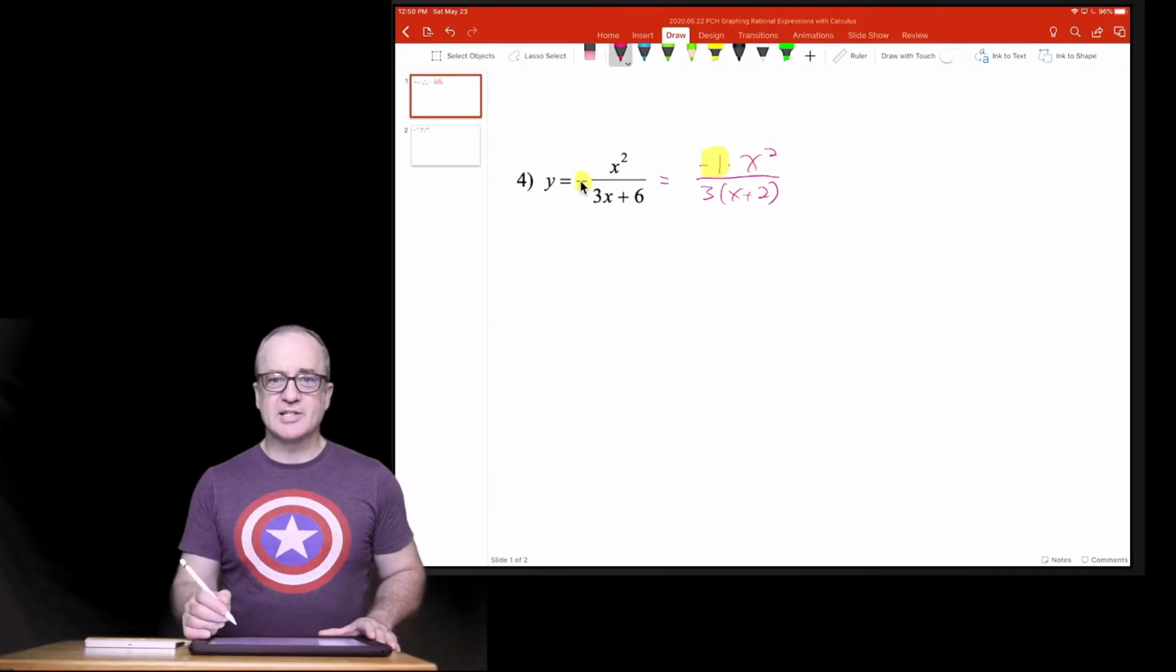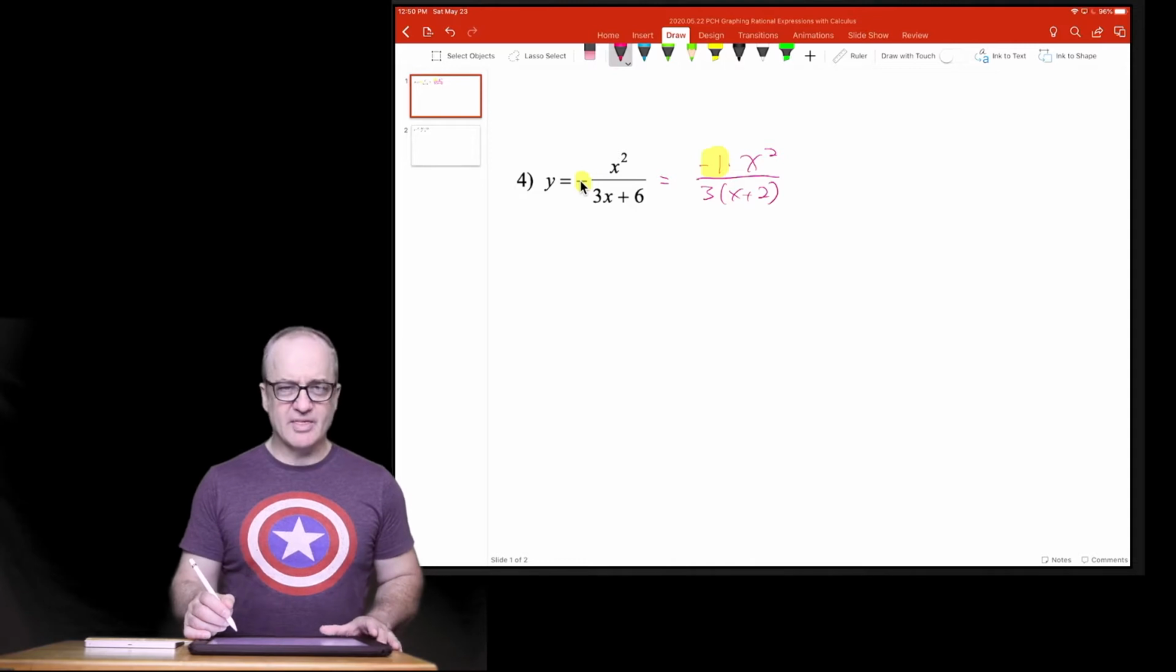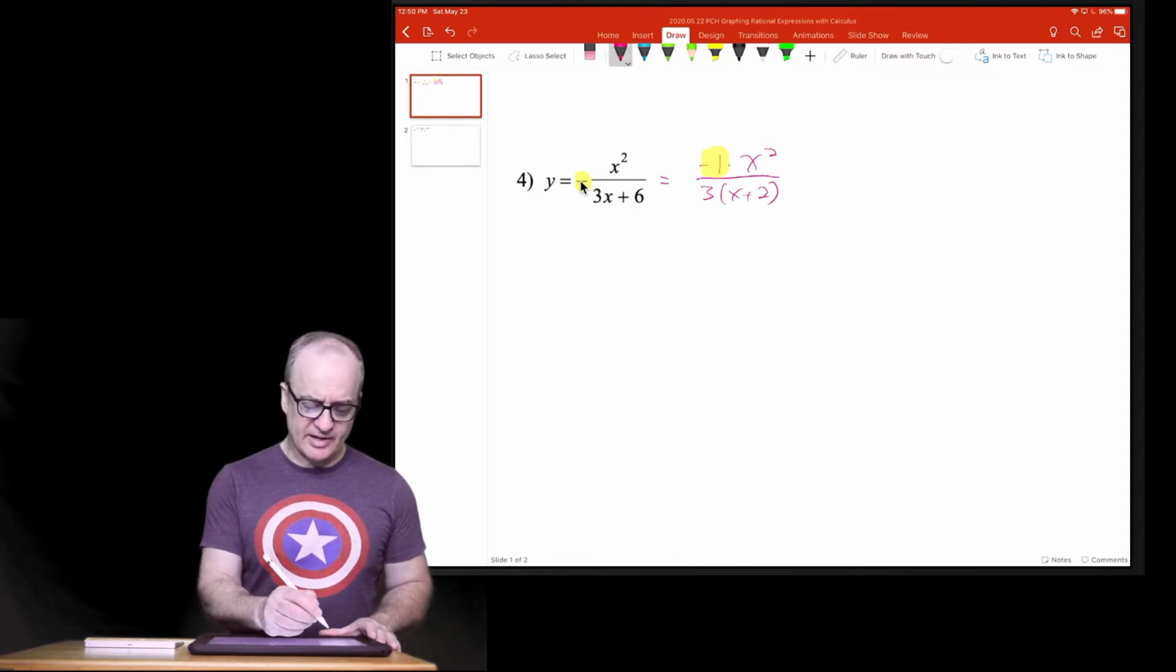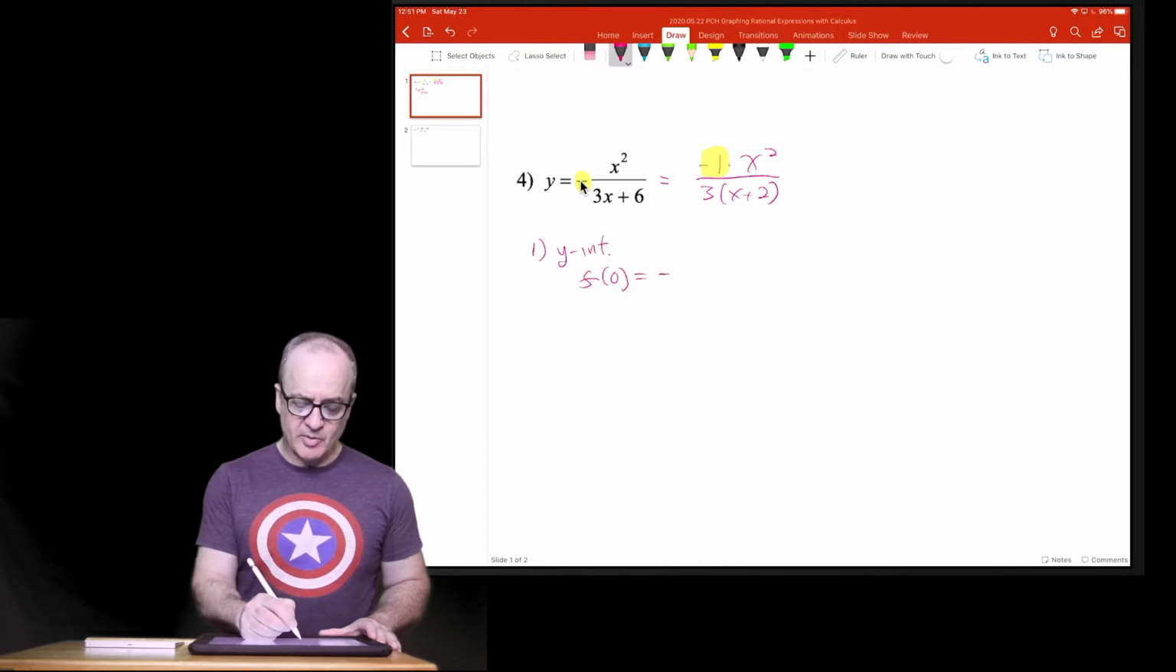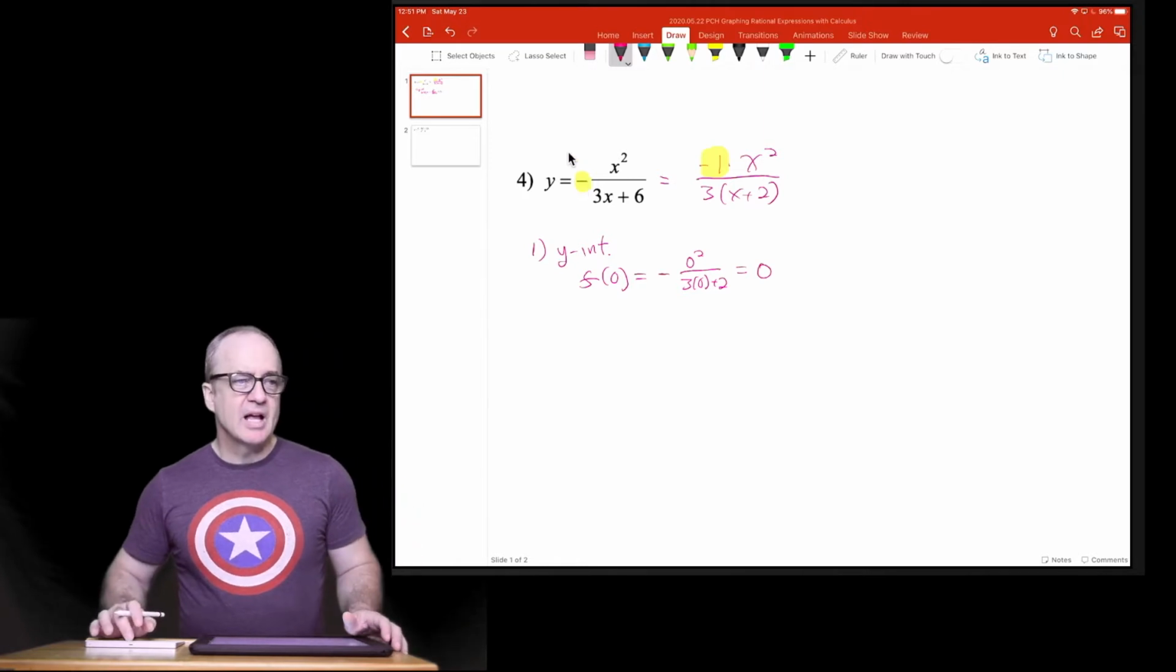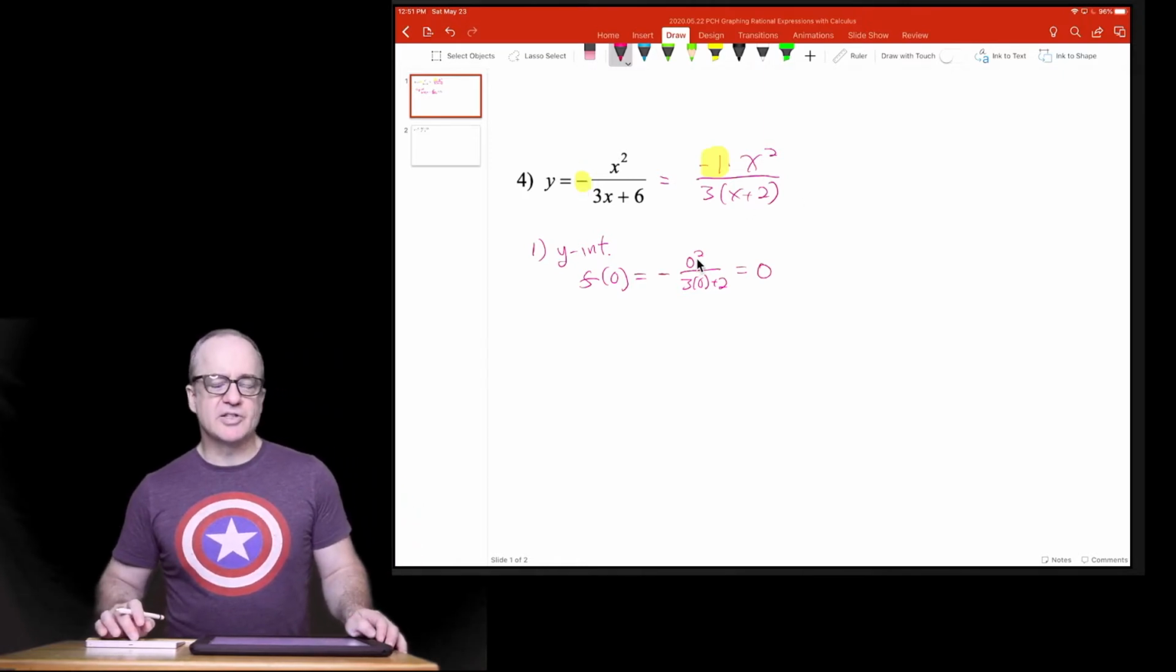Now, as I go through my process of figuring out the various qualities that this graph is going to have, I'm going to start with the simplest one, the y-intercept. F of 0. Put 0 in for x and I get -0 squared over 3 times 0 plus 2, which is 0. I could have stopped at just noticing that the numerator would be 0, but please remember to double check that fractions equal 0 when 0 is in the numerator, but it can't also be 0 in the denominator.